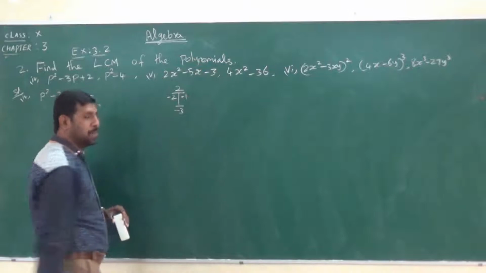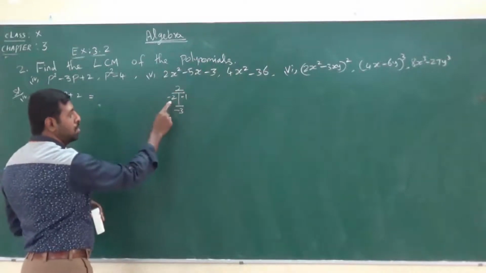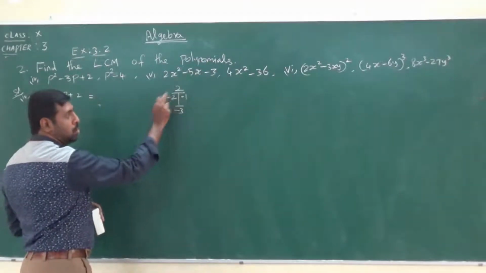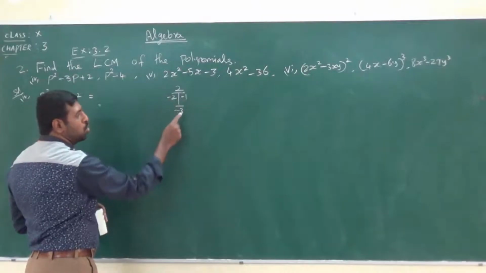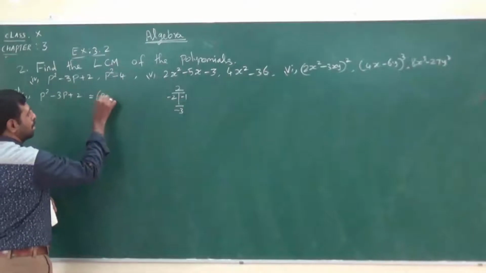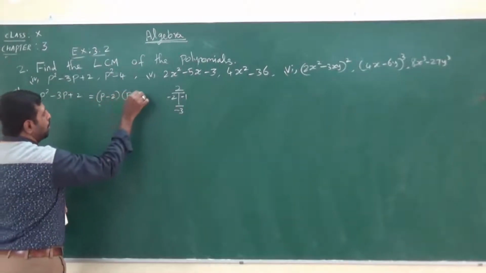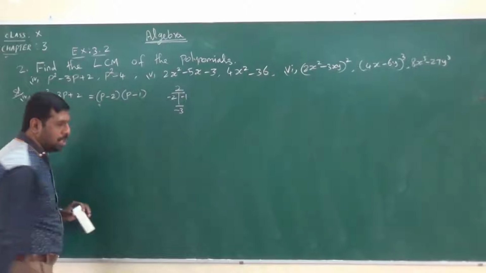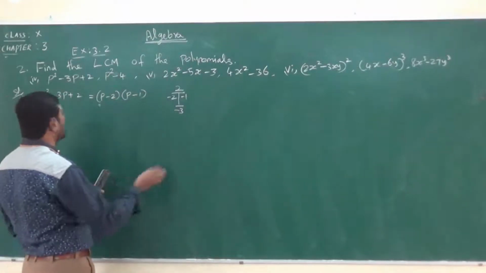So both terms have minus. Minus into minus is plus, 2 ones are 2. And then if you add these two terms, we get minus 3. So that is the exact factors. Then the factors are p minus 2 and p minus 1, right?